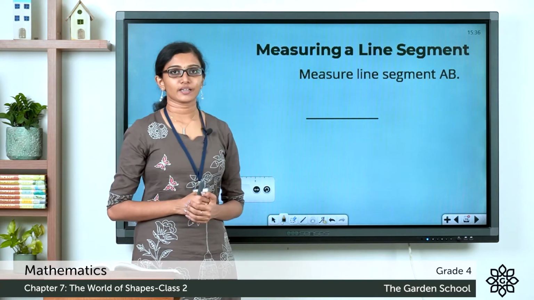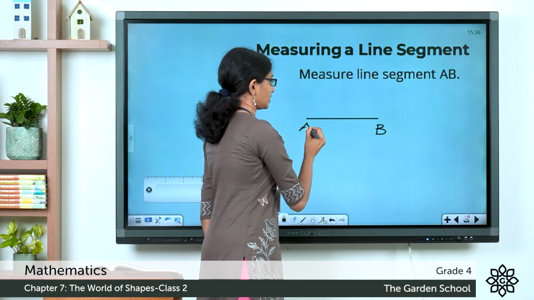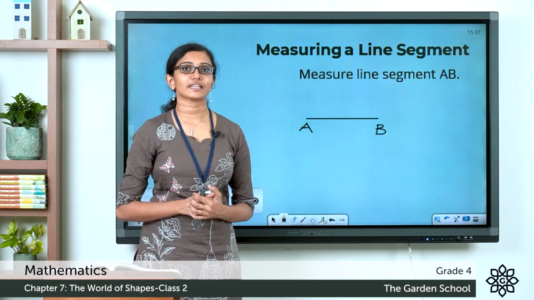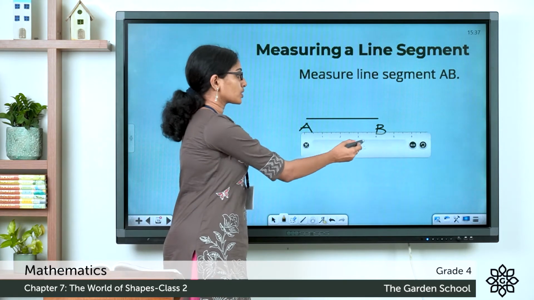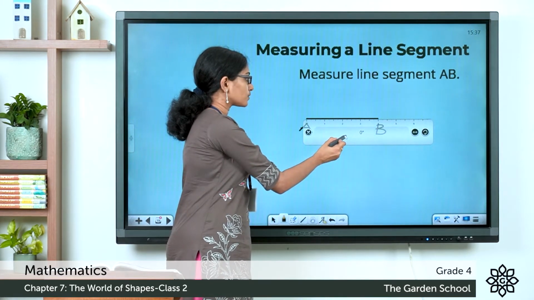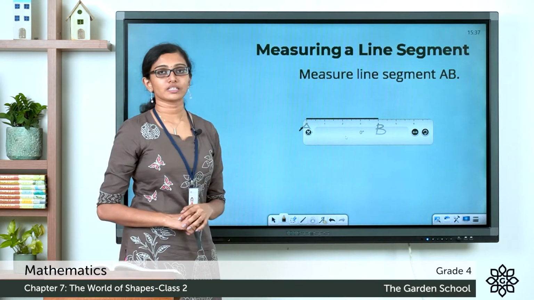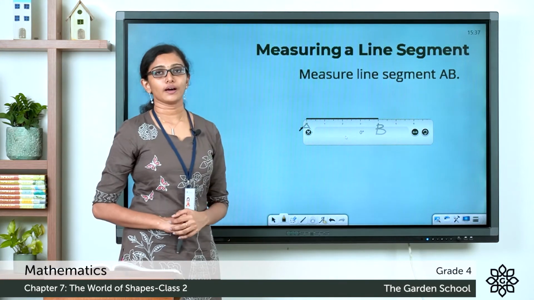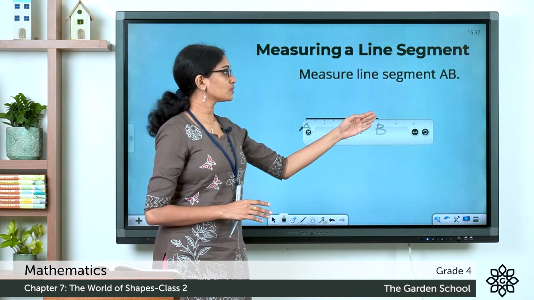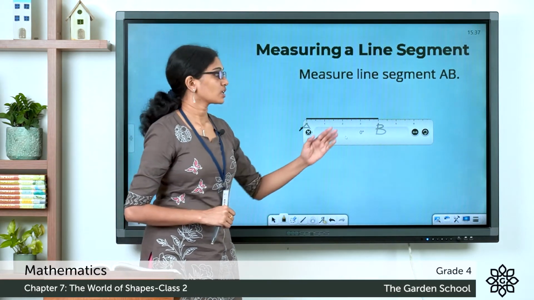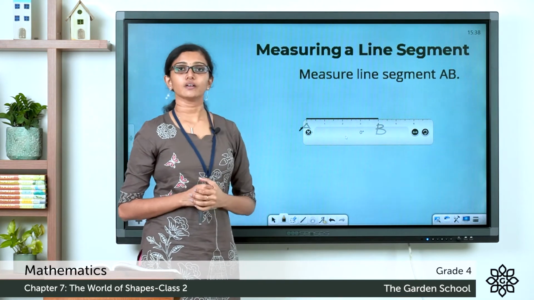Here you can see a line segment. This is line segment AB. Now, the first step to measure a line segment is to place the ruler in such a way that the 0 marking of the ruler coincides with one endpoint of the line segment, like this. See, the endpoint A coincides with the 0 marking of the ruler. Now, the next step is to note the marking on the ruler corresponding to the other endpoint of the line segment.